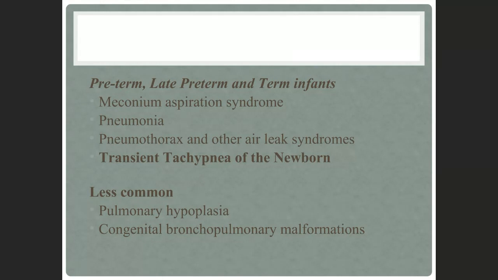We're going to look at meconium aspiration syndrome, pneumonia. Again, they have problems with pneumothorax. Any baby can have a pneumothorax. Then we have less common causes, like pulmonary congenital malformations that can result in respiratory distress in a newborn.